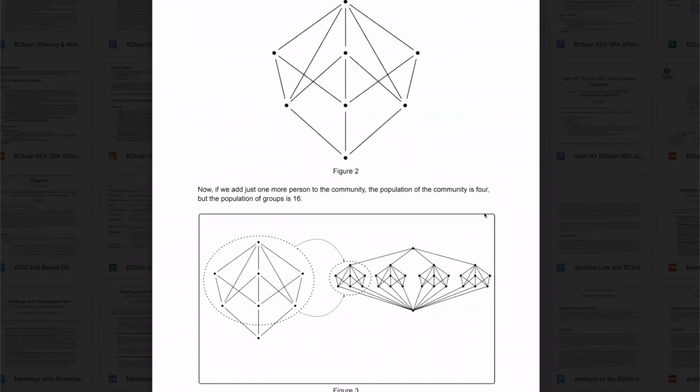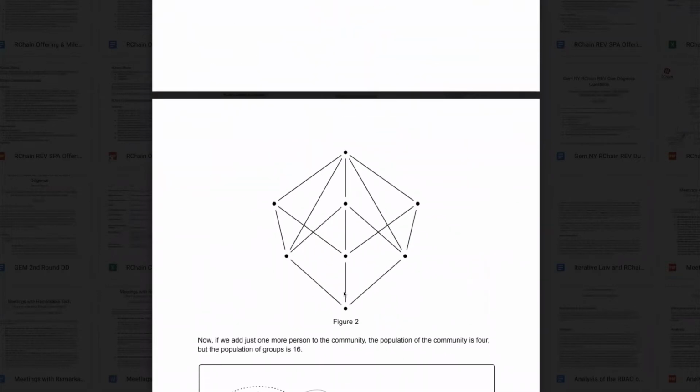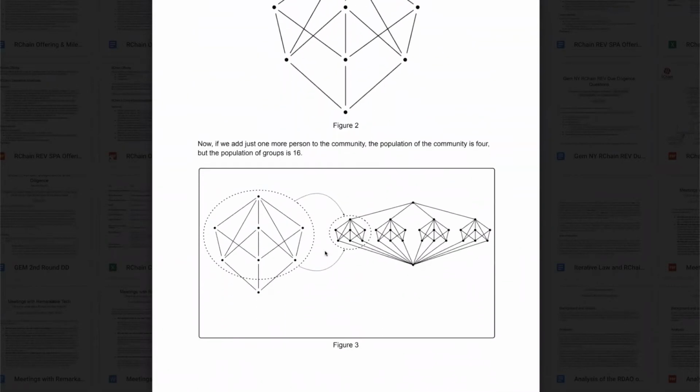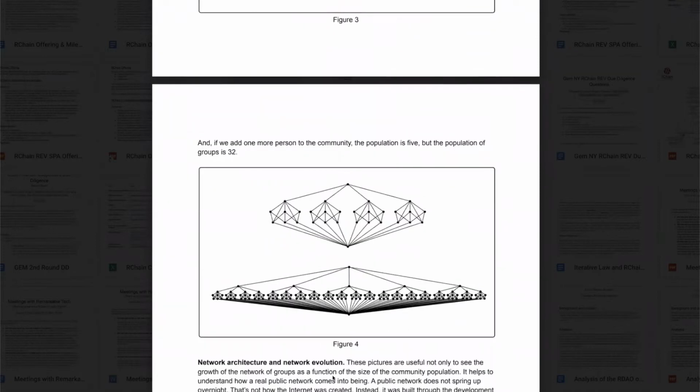So if we abstract away from this picture of this network, and just start drawing them like this, well, when we add 1 more member to that community, this is how much it grows, right? And then if we add 1 more member to that community, right, this is how big it is, right?